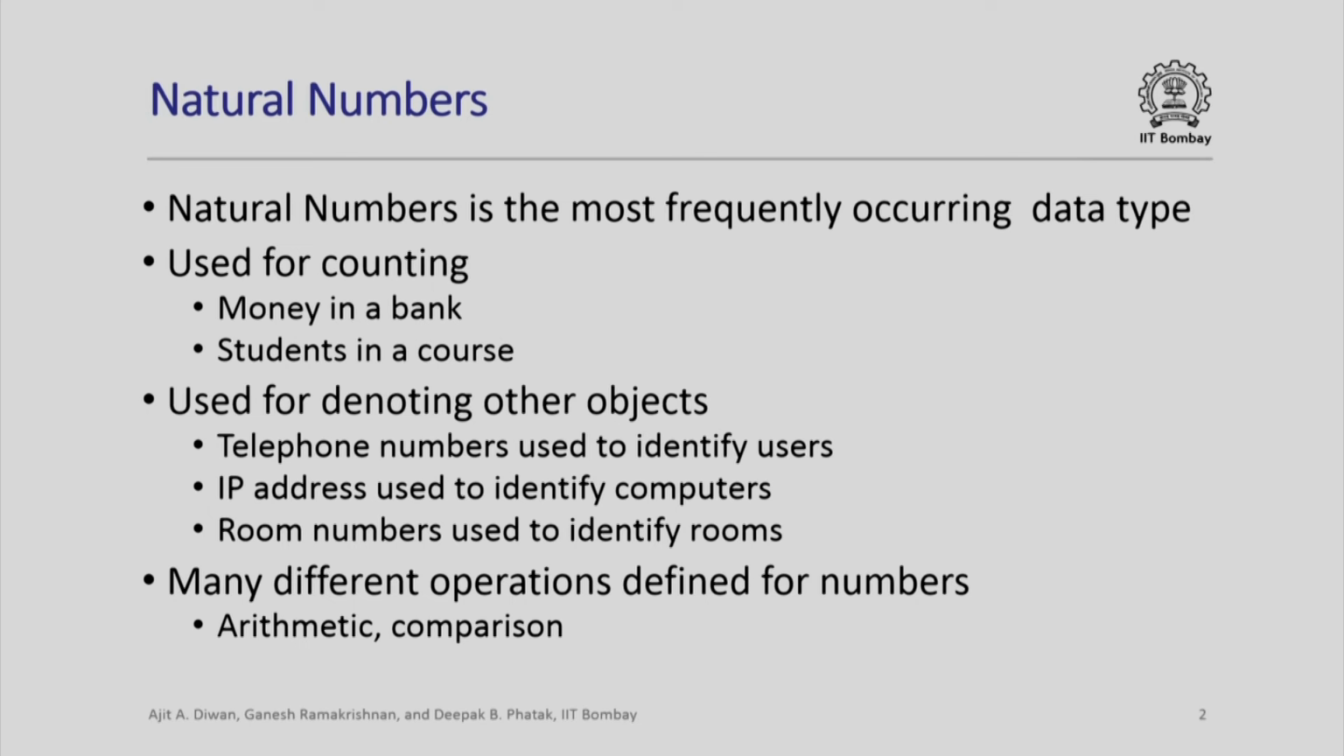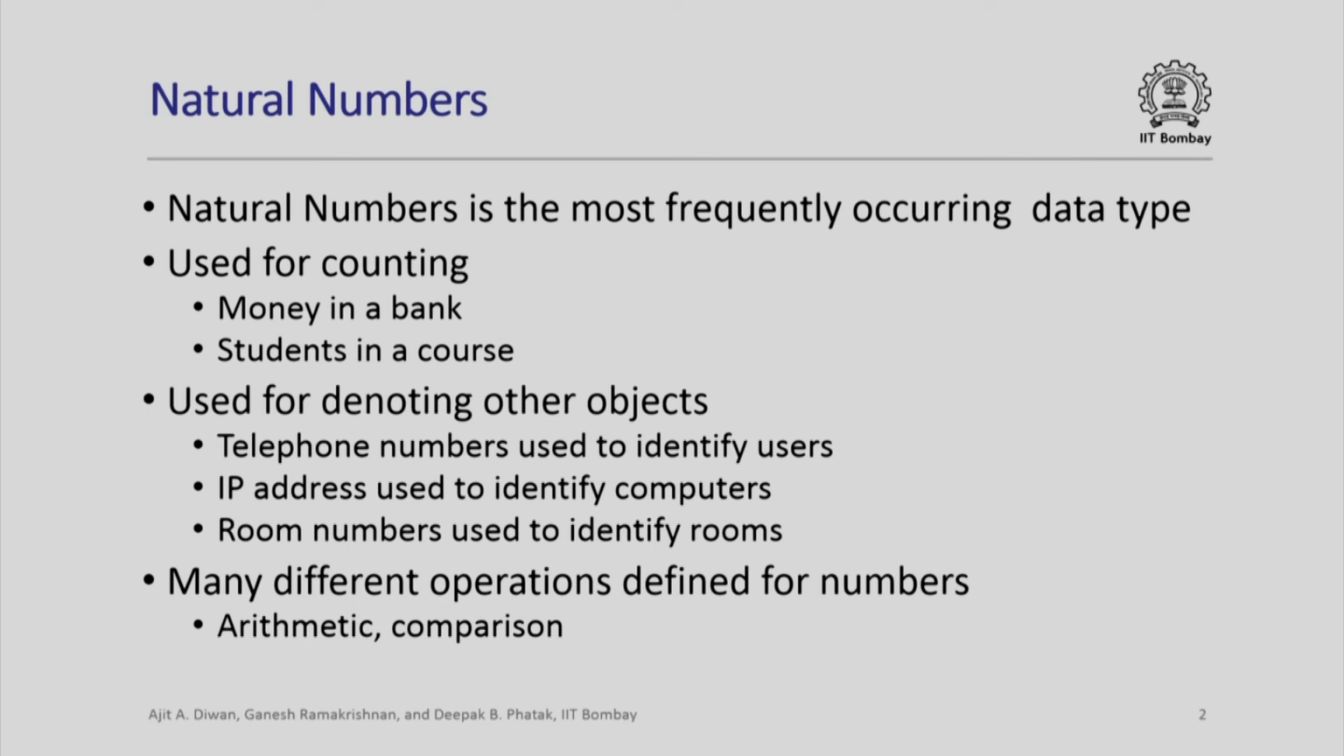So, typically used for counting how much money you have in the bank, how many students are there in a course. So, a number denotes the amount of a certain quantity, and similarly it is also used for denoting many other objects. So, we use telephone numbers for identifying users, similarly IP addresses for identifying computers, room numbers to identify rooms. So, these are numbers used to identify objects, and operations on numbers depend on what they are being used for.